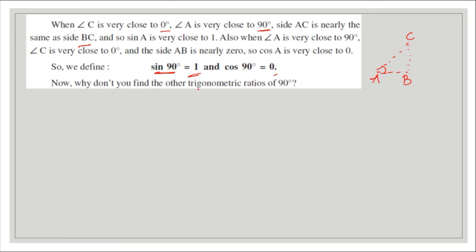Why don't you find the remaining trigonometric ratios with respect to 90 degree? What is tan of 90 degree? Tan of 90 degree is sine of 90 degree upon cos of 90 degree. This is 1 upon 0, not defined.